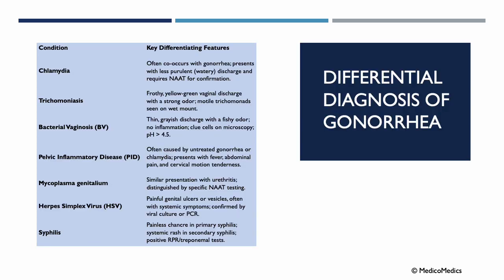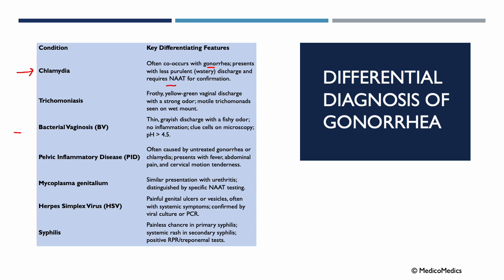Now then, let's look at the differential diagnoses of gonorrhea. So if we, for example, look at chlamydia, it often co-occurs with gonorrhea, but presents with less purulent discharge. It also requires NAAT for confirmation.